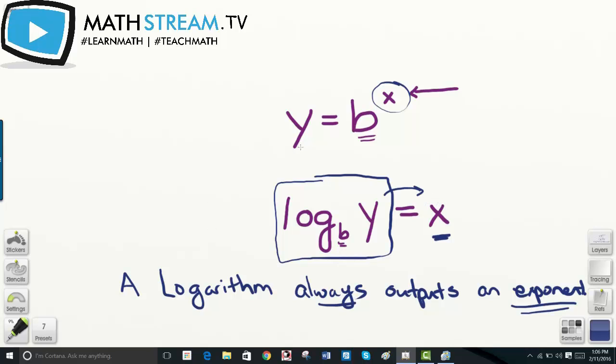So the definition of a logarithm, or at least a good working definition, is that a logarithm always outputs an exponent. And then I also said in class, a logarithm in fact is an exponent. So if you want to write that down, a logarithm actually is an exponent. We'll talk more about how important that is as a definition of logarithms in the next topic video. So make sure you have that written down.